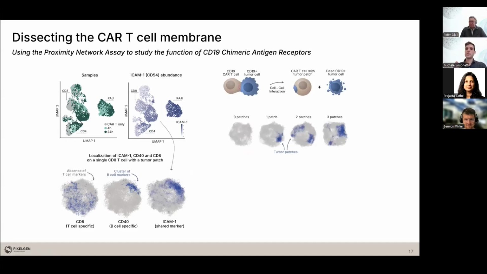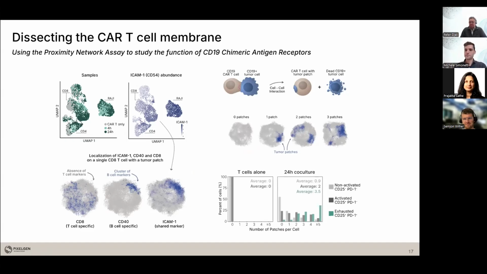And the software is able to identify what we call tumor patches. So in this case, you have 4 different cells with either no tumor patches, 1, 2, 3 patches, and you can quantify this. So what you see here, you have the T cell alone as a control, and then you have the 24-hour co-culture, the different colors, the dark gray, these are the cells with unactivated profiles. Of course, they have more tumor patches, but very interesting, cells with a more exhaustion profile, they were the ones with more tumor patches, indicating a correlation probably between the exhaustion profile of the cells with, we can say, the cell killing, probably the trogocytosis more in general.